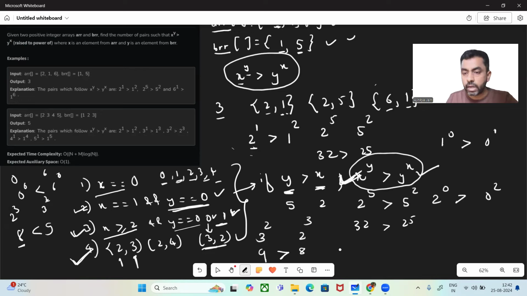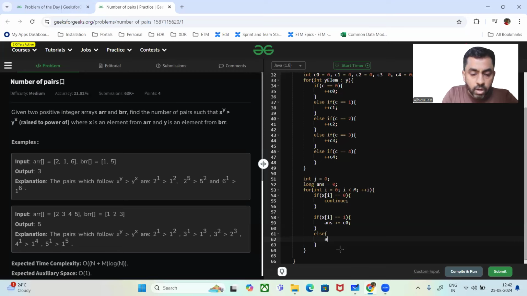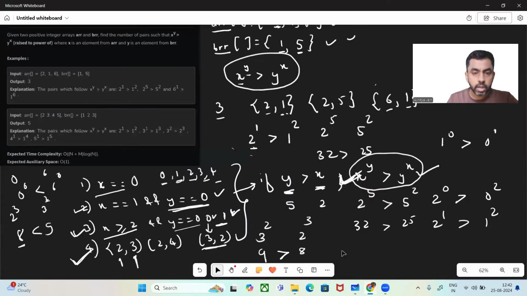Okay, it is going to be greater. Or 2 to the power 1 and 1 to the power 2. Again, it is going to be greater, right? So we are going to increment. First of all, answer plus equal to C0 plus C1. C0 is the zeros count and C1 is the ones count in the second array, the Y array, right?